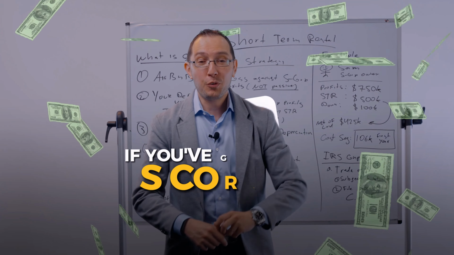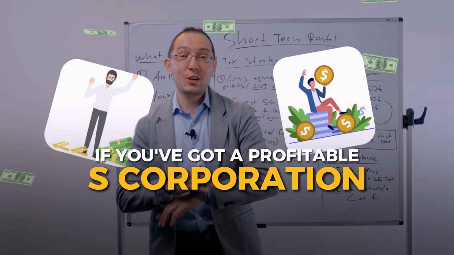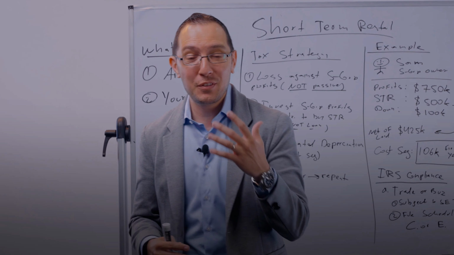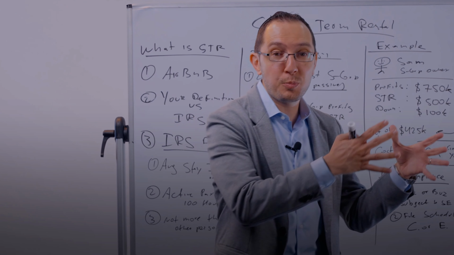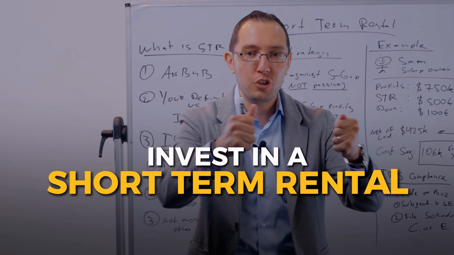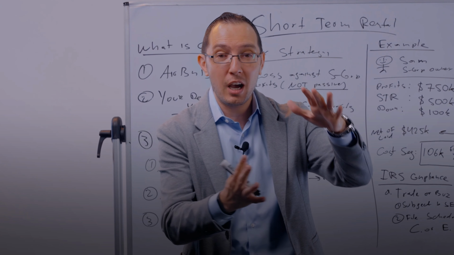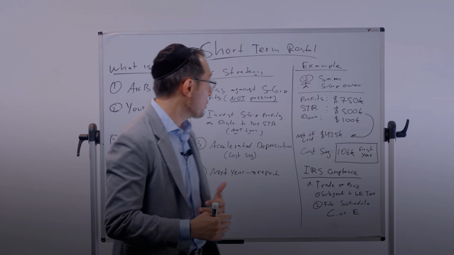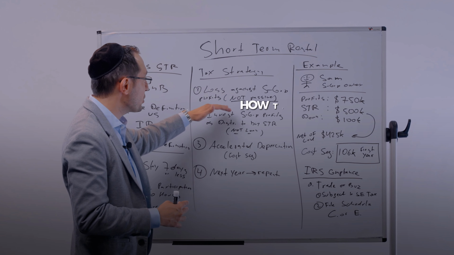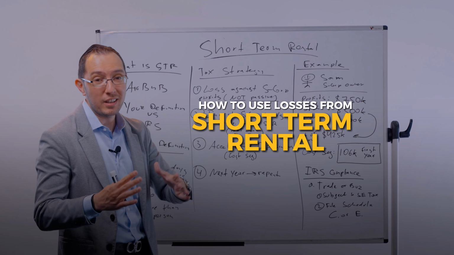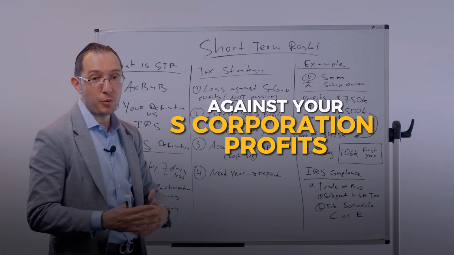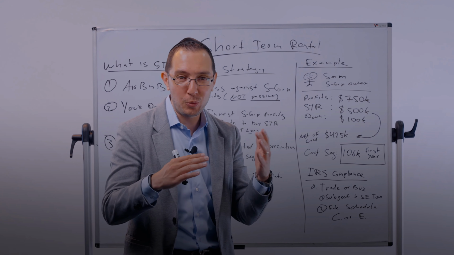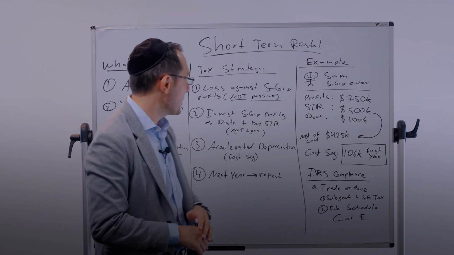Hey, if you've got a profitable S-corporation, like tons of profits coming in, or your LLC, doesn't really matter. In this video, I'm going to show you how you can take those profits, invest in a short-term rental to reduce down your profits and essentially save a lot of money on taxes. What I'm going to talk about specifically is how to use losses from short-term rental against your S-corporation profits, because short-term rental has really favorable tax rules, tax deduction rules in the IRS tax code.